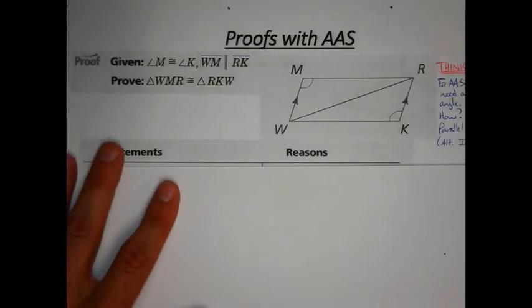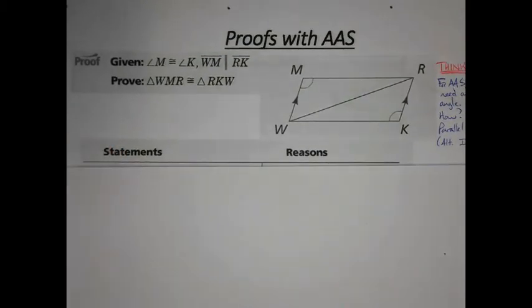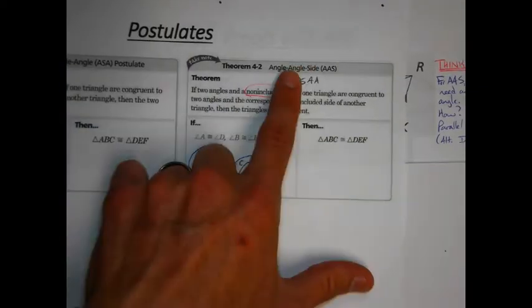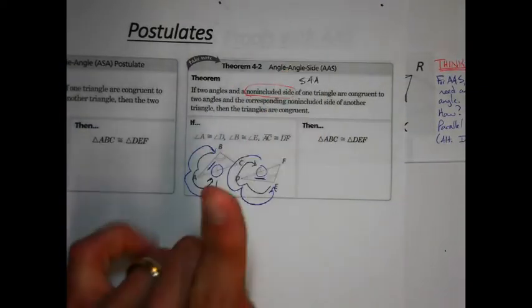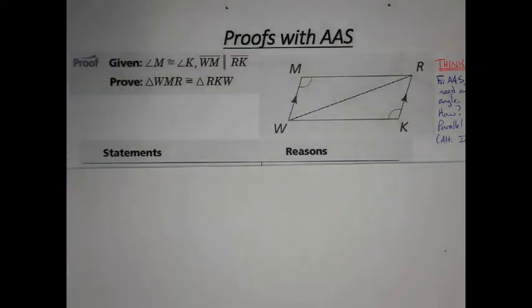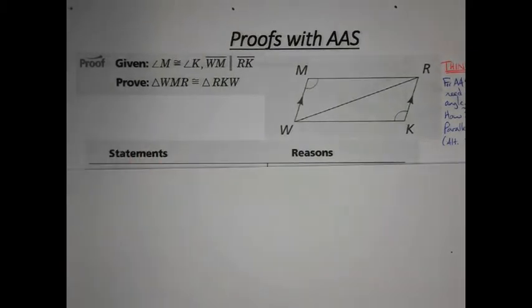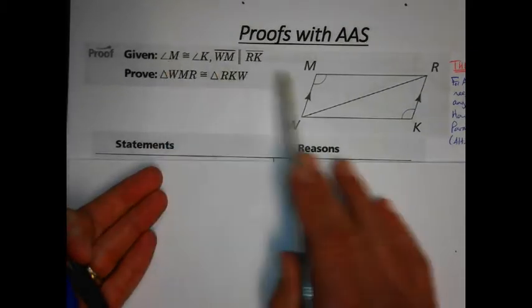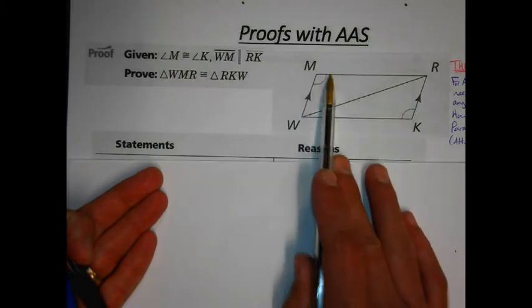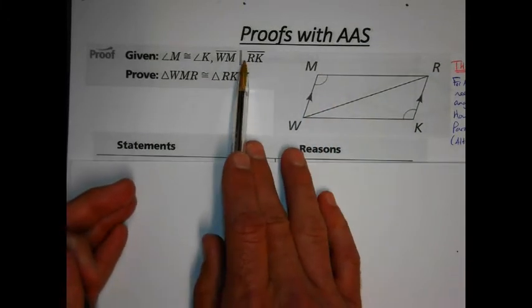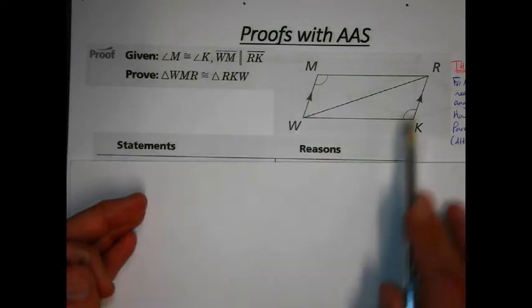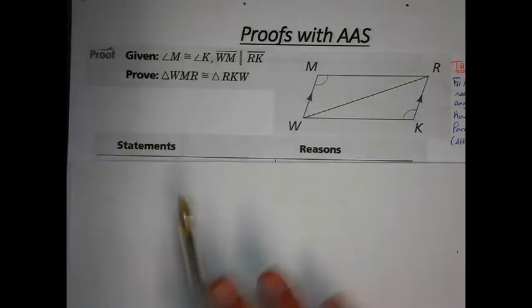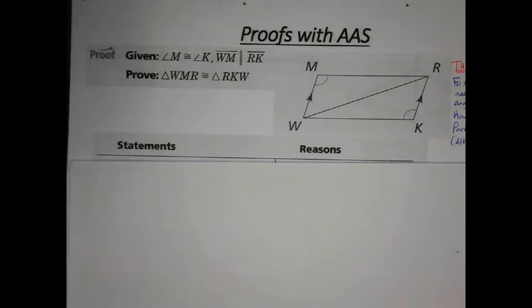So now let's do another proof, but this time we're going to use the other note. Remember the other note? Now we're going to use angle, angle, side. So now we're going to talk about angle, angle, side and how that works. So let's do a proof with angle, angle, side. Here's the setup. Now the setup is going to be nuts. We have the given statement: angle M and K are congruent. So we have the arc there, and the only other given is that segment WM and segment RK are parallel. Only those two given things, we're going to prove these two triangles congruent.